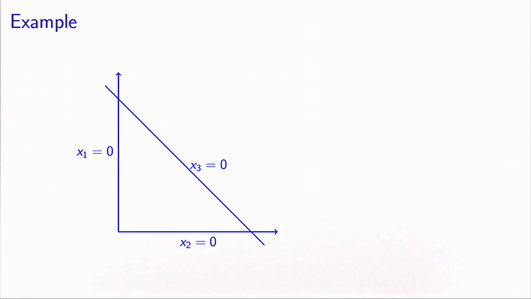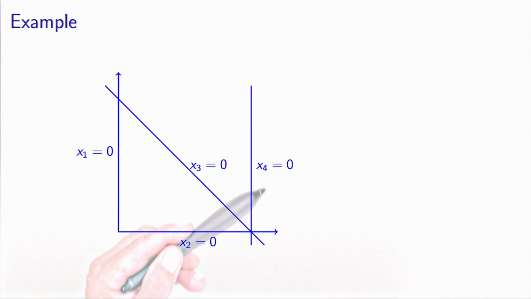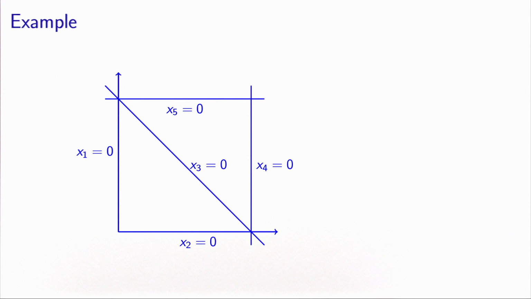This is the constraint x1 plus x2 less or equal to 1. It is associated with the slack variable x3, and it will be active when the slack variable is equal to 0. Then we have the constraint that says that x1 is less or equal to 1. It is associated with the slack variable x4, and again this constraint will be active when x4 equals 0. And finally, we have the constraint x2 less or equal to 1, which is associated with the slack variable x5, and the constraint will be active when x5 is equal to 0.